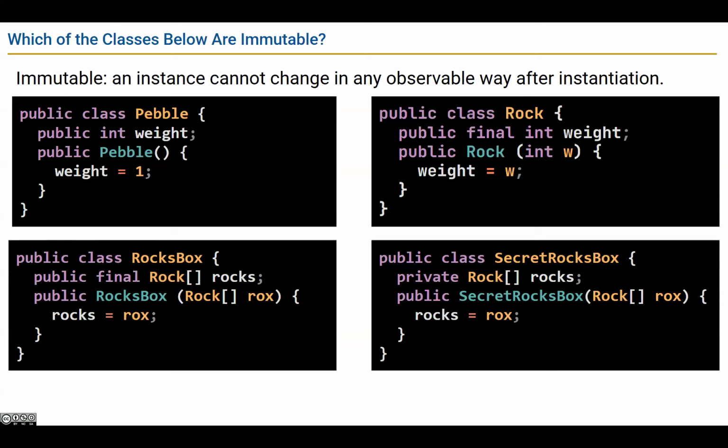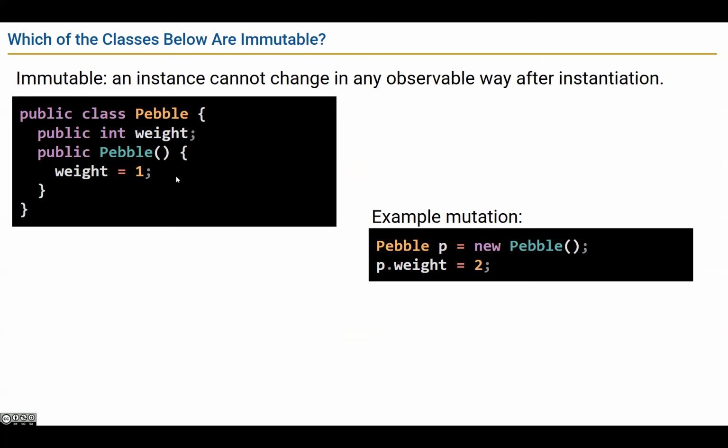All right, let's bring everyone back. All right, so let's start off with the first one. How many people think this is mutable? It is changeable by something. How do you change it? Whatever the name is, or pebble dot weight equals something. Yeah, pebble dot weight equals 2. You can do that. It is mutable.